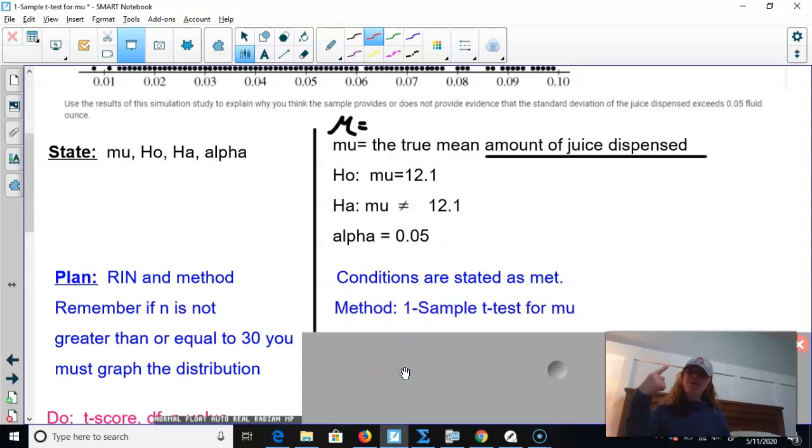How many samples? 1. Is it a t or a z? It's a t. How do I know it's a t? We're dealing with means, not proportions. It is a test for mu. Plan, check, we're done. We're cruising here, you guys.